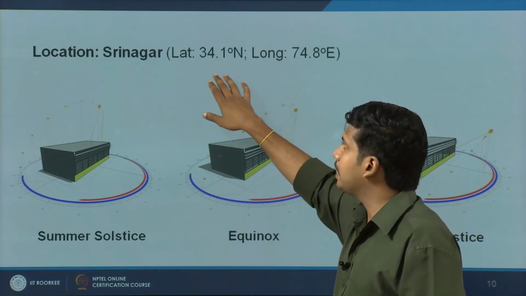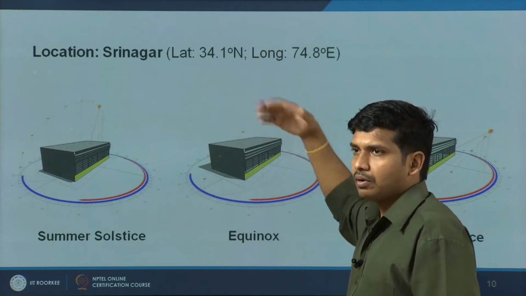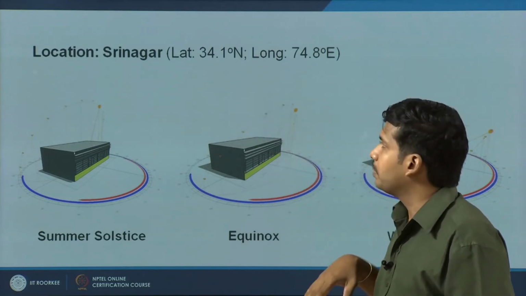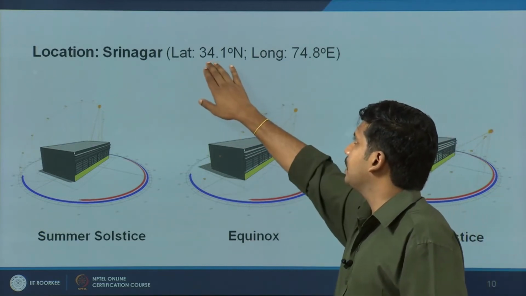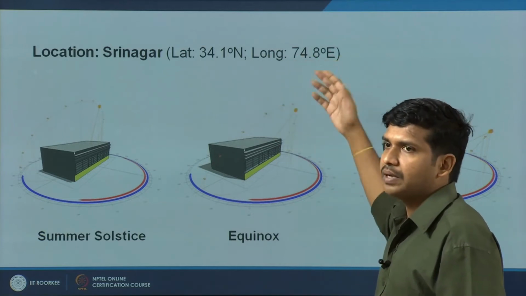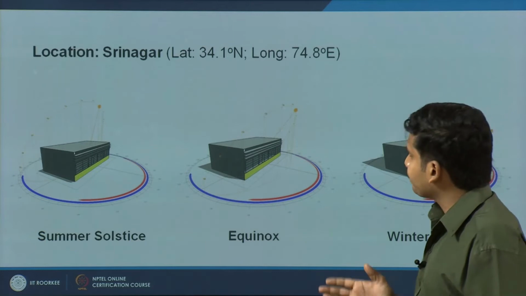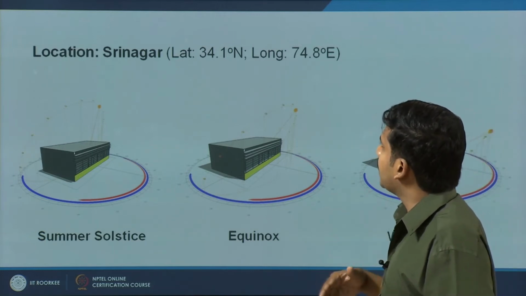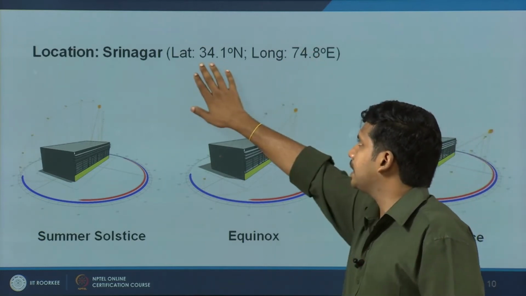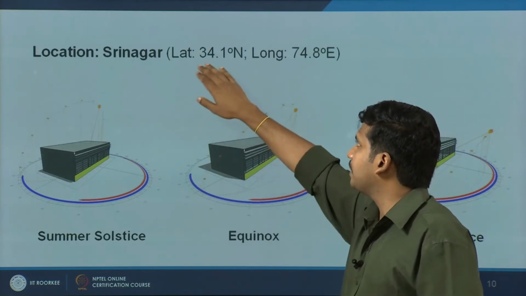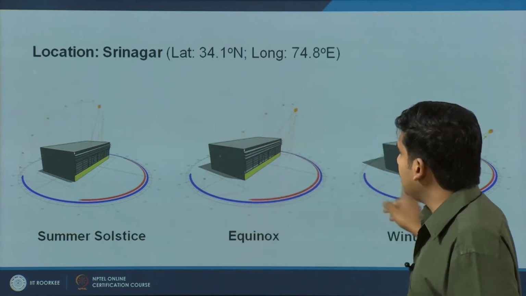So we will be considering Srinagar first, followed by Trivandrum, which is in the southern tip of India. Next we will look at longitude, where we will talk about the solar time and how to derive local time from that. First, let us take a look at the latitude of the place, 34 degrees north.